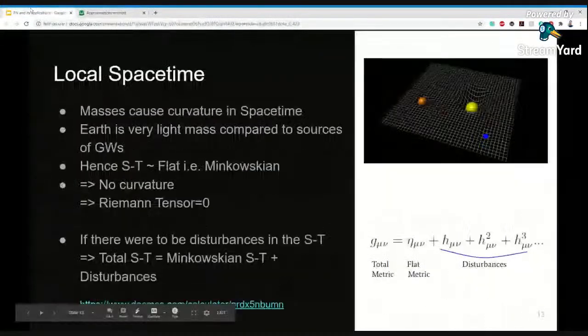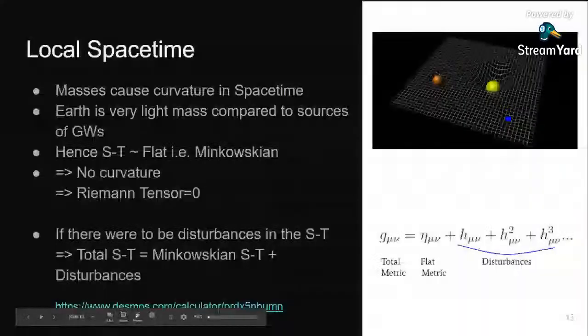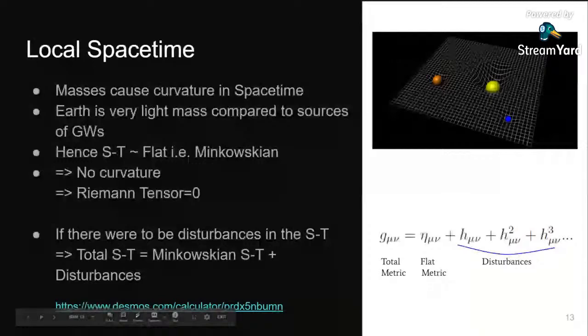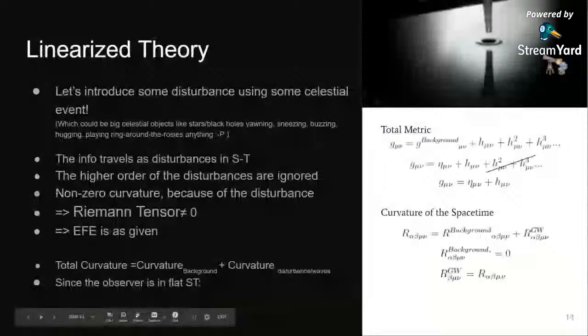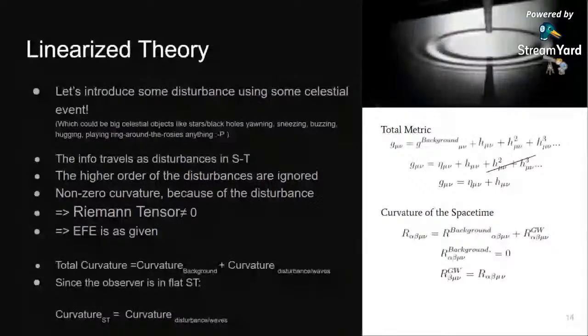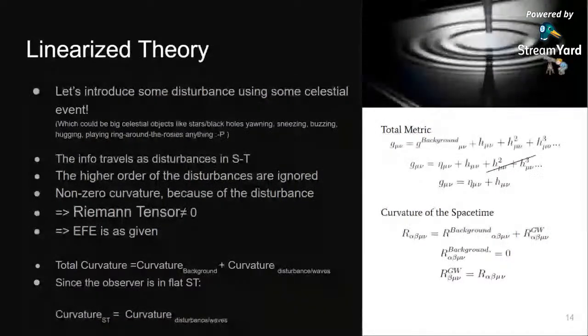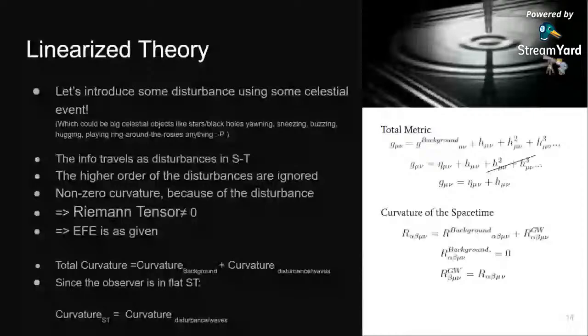So over here in our metric as well, the total metric is nothing but the flat spacetime metric, that is the local metric that we have, plus the disturbances. And what we want is not the higher order disturbances. So we just give up the higher order disturbances and deal with the first order, or the linear disturbance. Is that helpful?